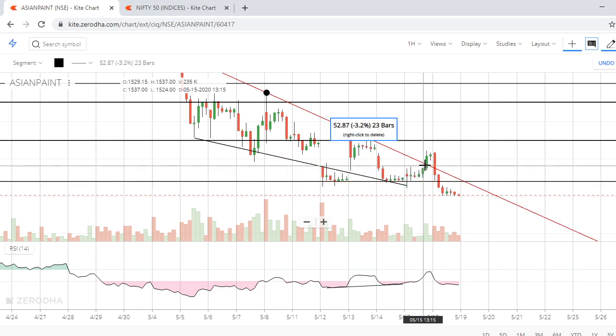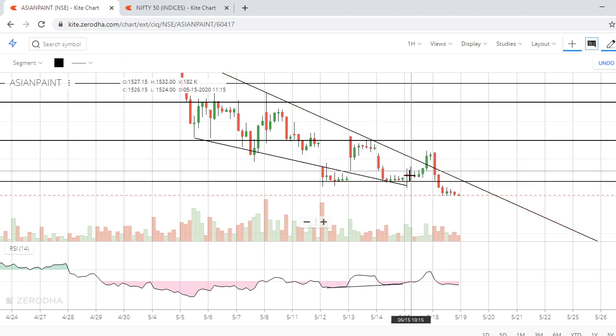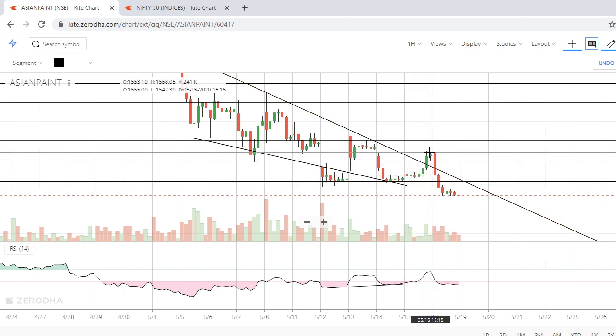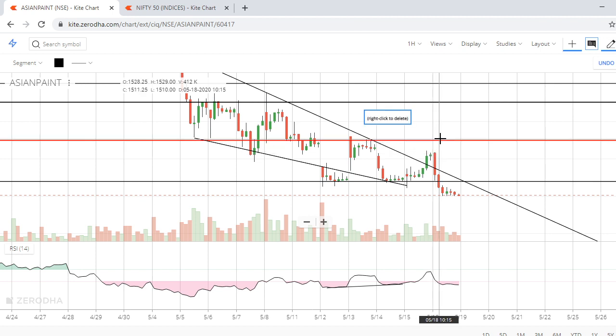1521, and look at the move, almost 30-40 points on the same day. I think Asian Paints lot size is 300, so 30 points means almost 30 into 300, 9,000, 10,000 rupees in one day. And this is one good example where we can book our profit. Hanging man formation, or before that also there is a reversal kind of indication, or if someone is waiting, they can book the profit here as per our price action.